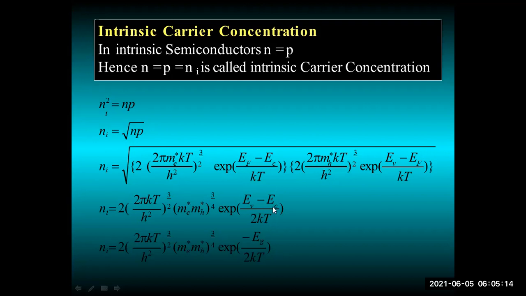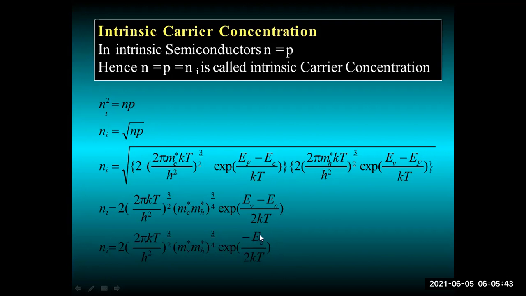So how did I get EV minus EC here? You can just take EF minus EC plus EV minus EF. So plus EF and minus EF get cancelled. What is remaining is EV minus EC, divided by 2. Therefore we just got the value of ni as 2 into 2 pi kT by h square whole to the power of 3 by 2, me asterisk into mh asterisk whole to the power of 3 by 2, exponential of minus Eg by 2kT. Now this is the value.